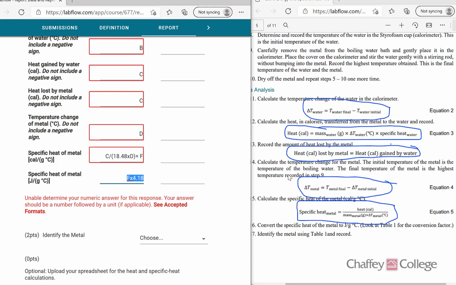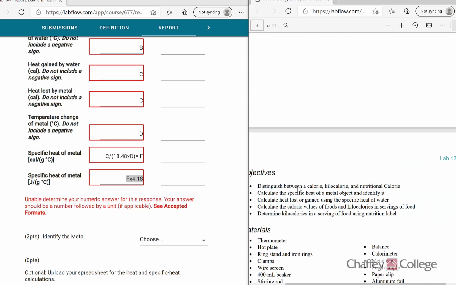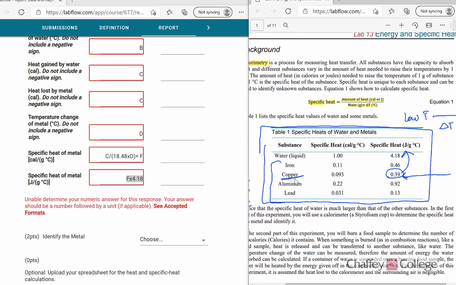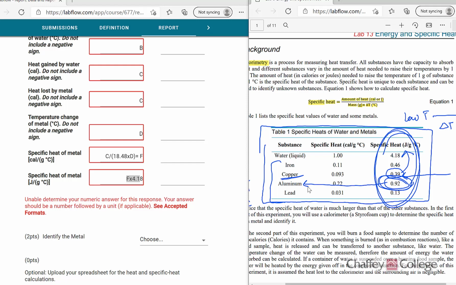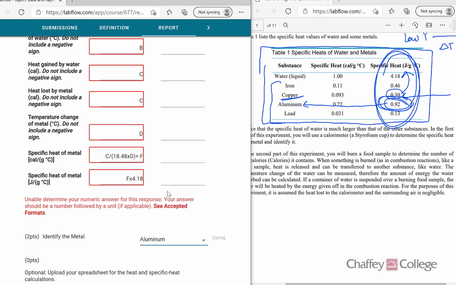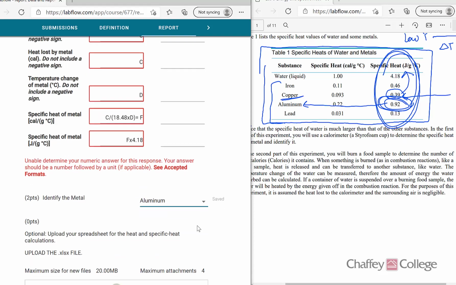Once you note down that number, you go to your PDF file, scroll up to the table on the first page, compare this value with these numbers, and find the closest value. Imagine that I got the value to be 0.9 here. Then the closest value is 0.92, and 0.92 matches with aluminum. So my unknown metal is aluminum. The identity of the metal will be aluminum, and I am done with that part.